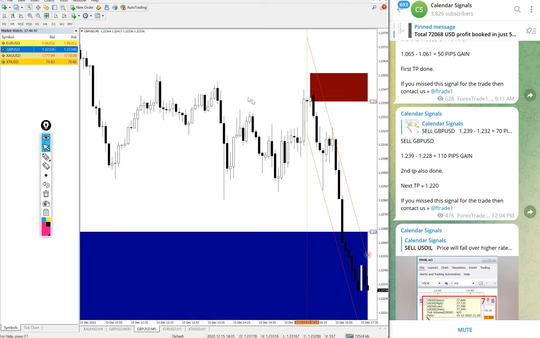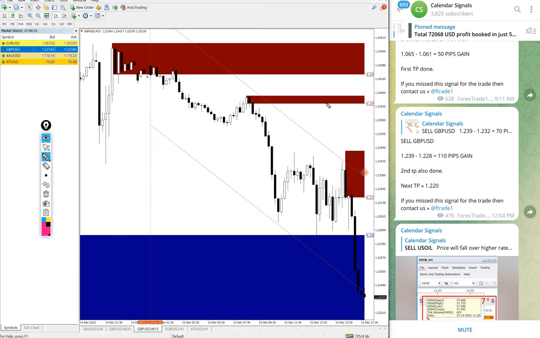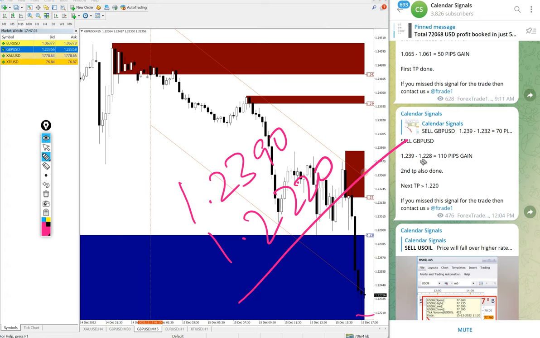Then GBPUSD. Here is the GBPUSD chart. We gave sell GBPUSD, entry at 1.2390. And currently low traded 1.2220. You can say it went lower than 1.22. And we updated at 12:04 p.m. GMT. At that time, low traded was 1.2280. After that, it further moved 60 pips. So 1.2220 low traded. And as of now, sell GBPUSD signal profit is 170 pips gain.